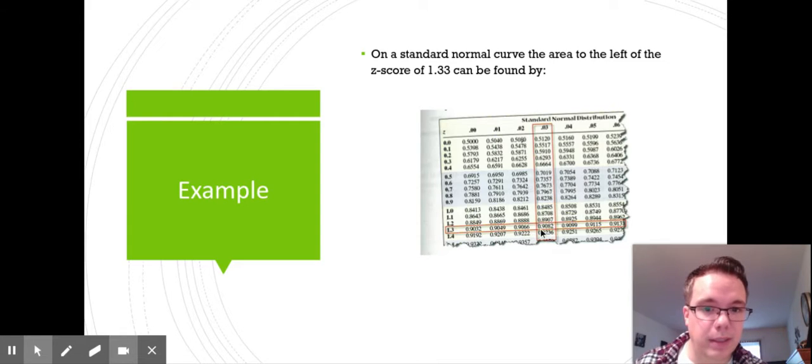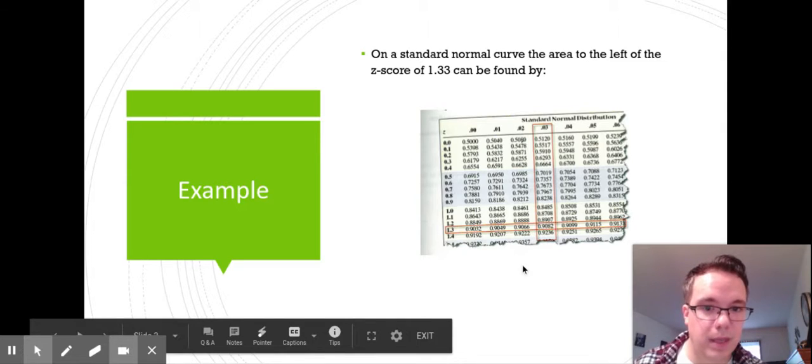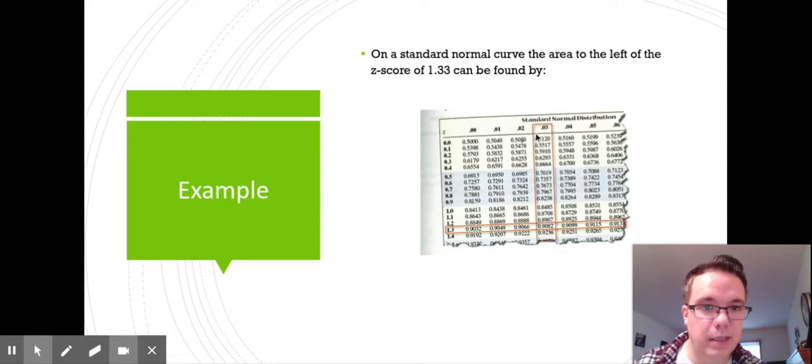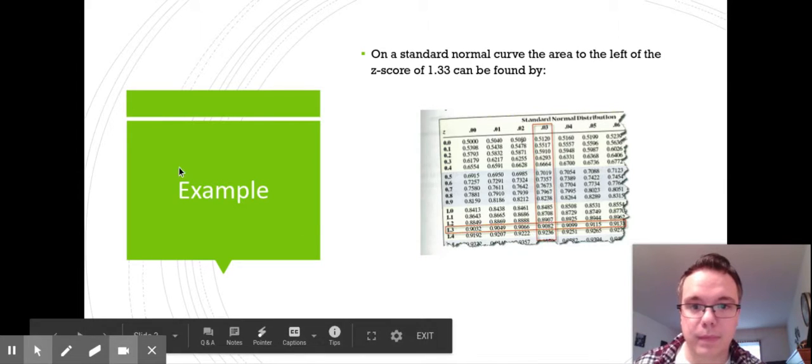And the probability that a value is less than or equal to 1.33 on a standard normal distribution curve is 0.9082. So you're going to find the first decimal point on the y-axis, second decimal point on the x-axis. Where they come together is going to get you your amount of area or your probability.